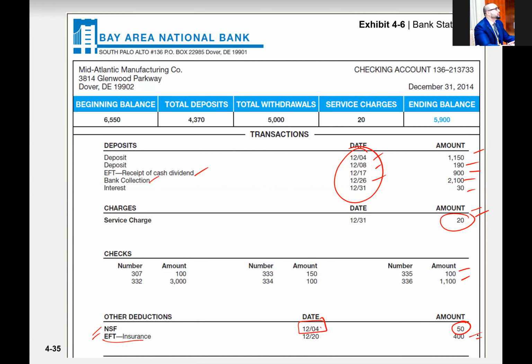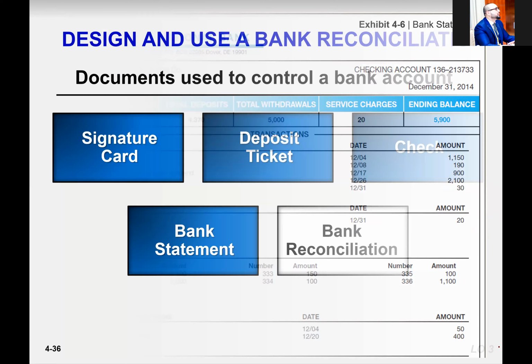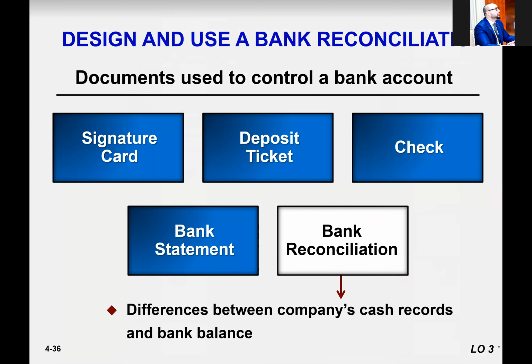You gave us the authority to send every month your check or the money transfer to the insurance account, right? So this is the complete bank statement items here. Now, bank reconciliation, we were talking about over there.